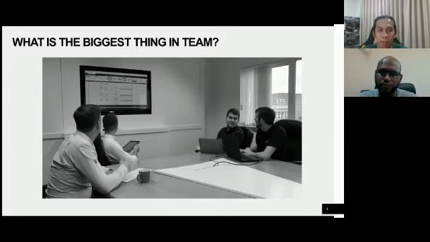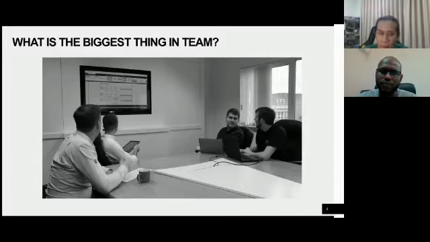So all these written documents are also communication tools to deliver the ideas that you have. That is the biggest thing in the team: communication. So the whole team approach is trying to make you communicate better so that you can deliver actual real valuable work to the end users.